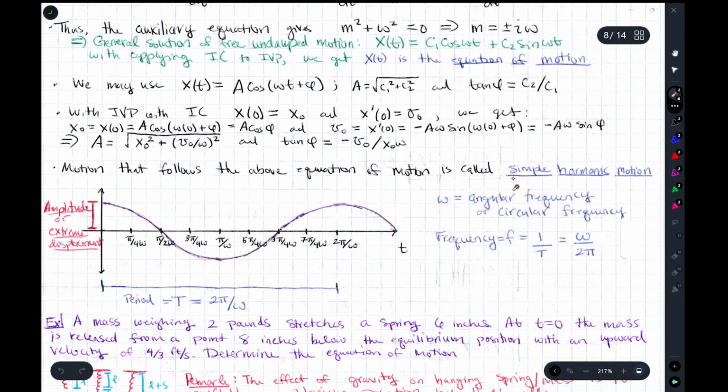But anyway, that's simple harmonic motion, and some key terms there with simple harmonic motion shown graphically. The amplitude is the farthest distance away from the equilibrium. It's also called the extreme displacement.